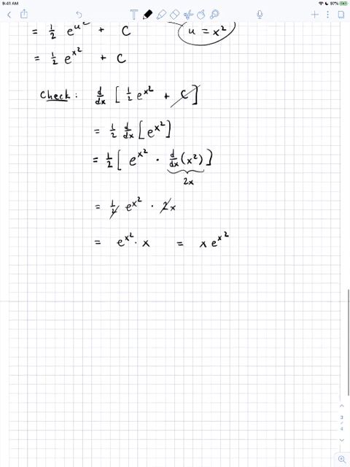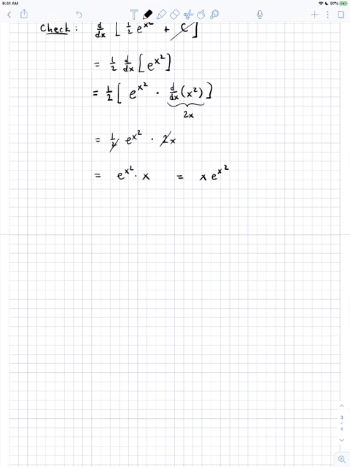Let's do one more example. This time, let's do a definite integral. Let's do the definite integral from 2 to 3 of x squared times the square root of x cubed plus 1 dx. So here we have a definite integral.